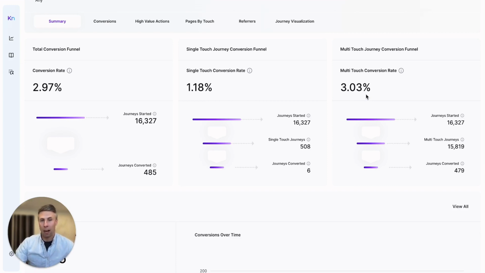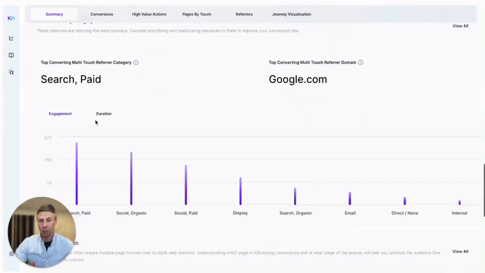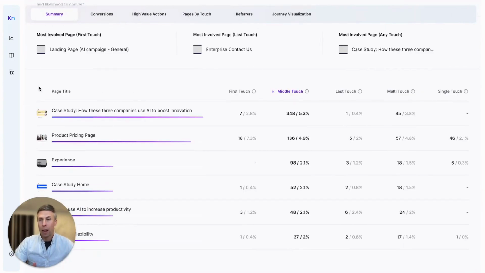And so now you're probably asking yourself, okay, that's interesting, but I want to understand what pages on my website are important within these journeys. And so if we scroll down here to the bottom, we have this table where we break down content by touch, or pages by touch. And this is going to show you where all the pages on your site show up in journeys across the first touch, the last touch, and the middle touch.